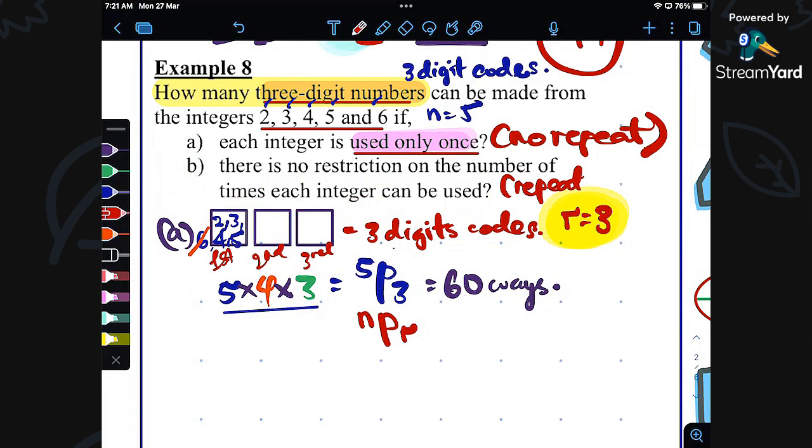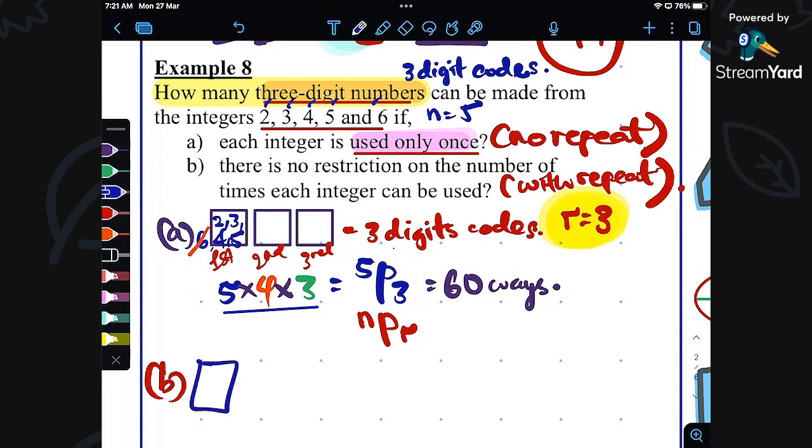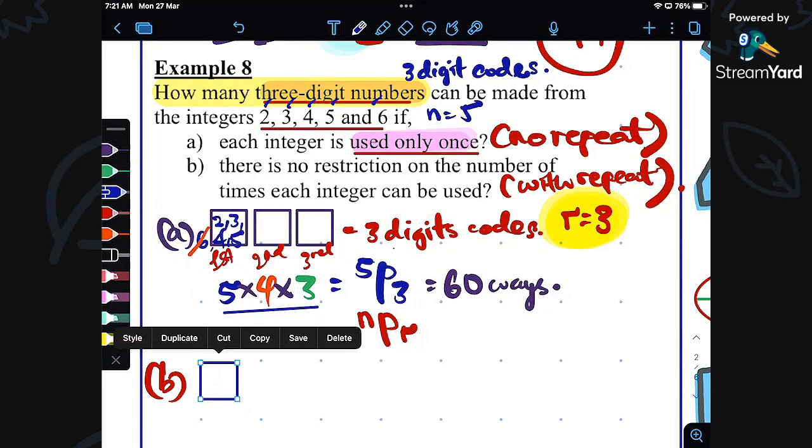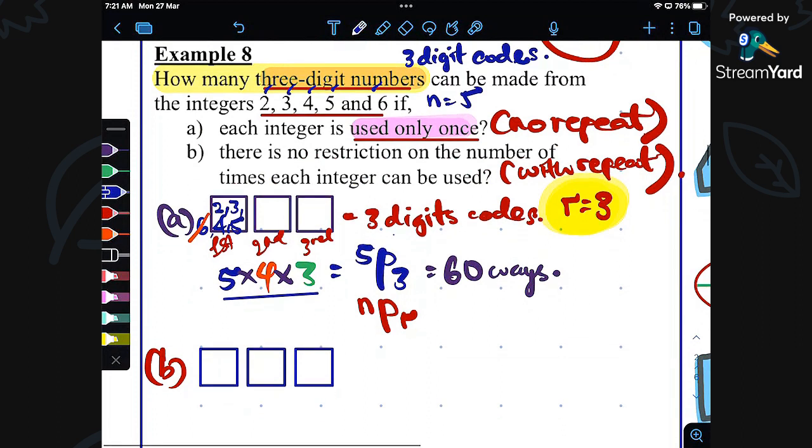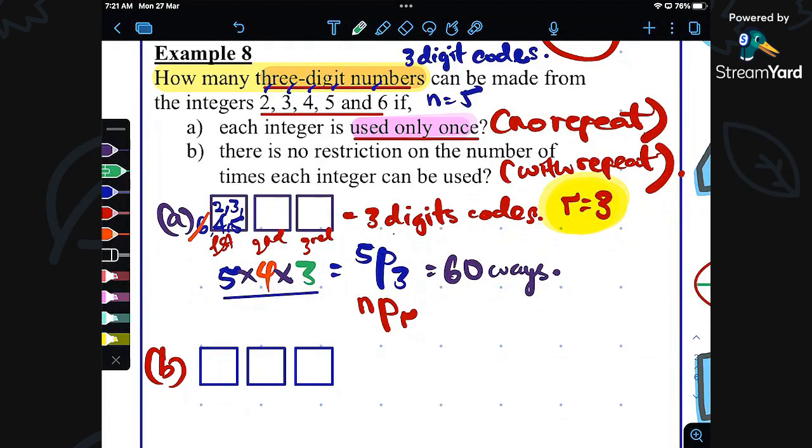Repetition is allowed. Okay, here you go. Repetition, this is what we call as with repetition. So the numbers maksudnya, okay, let me write down the boxes first for you. So apa pun, try to draw these boxes as best as you can. So dia kata dekat sini, first digit boleh nombor 2, 3, 4, 5 dan 6.